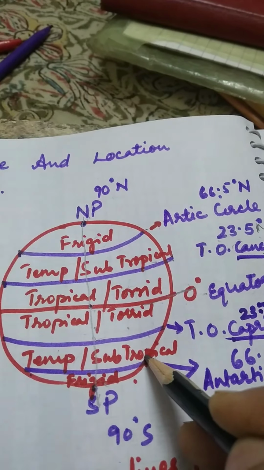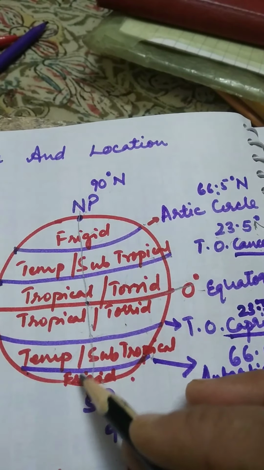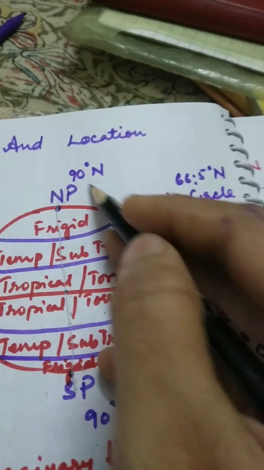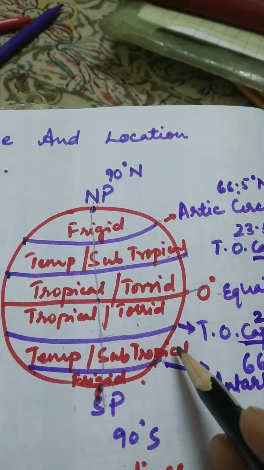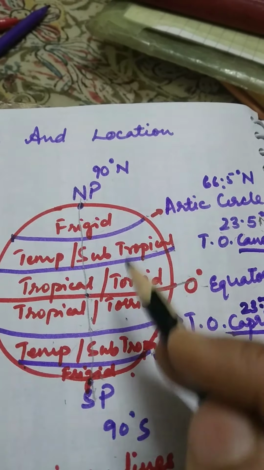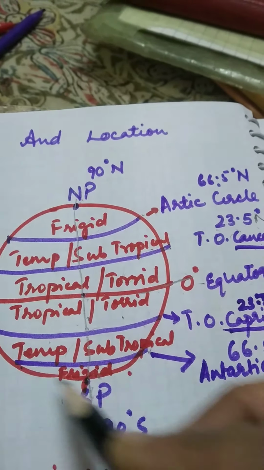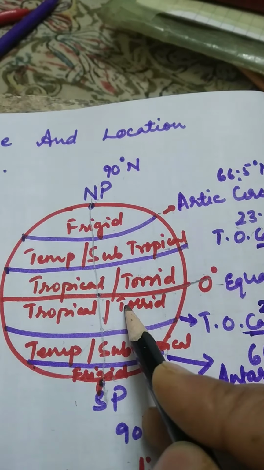Now beyond the temperate zone, both sides are going to have the frigid zone or the frozen area. Okay, so roughly you can consider this as the globe of Earth, and this is telling us which zone is where. So this is going to help us to locate India on the globe.